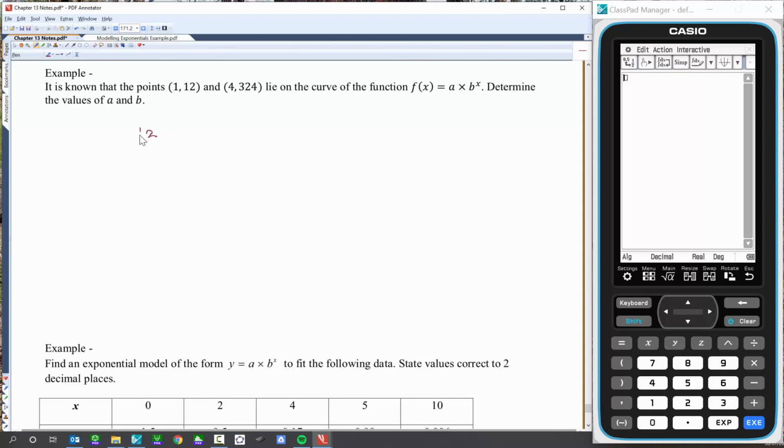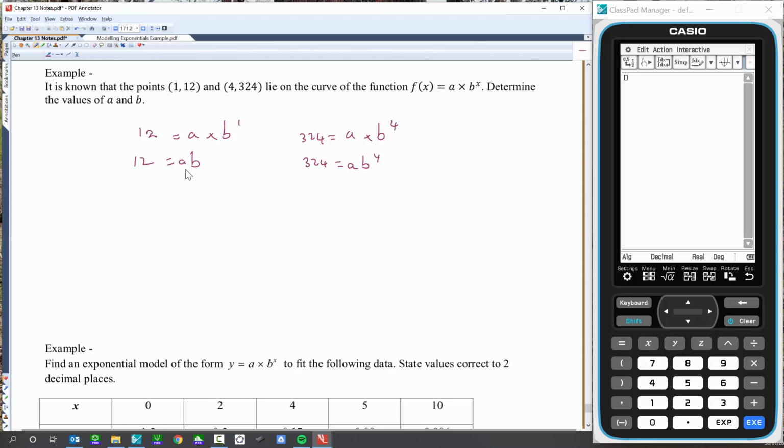So we've got 12 as y, or f of x, equals a times b to the 1. So that's 12 equals ab. Then let's do the other one. So 324 equals a times b to the 4. That's 324 equals ab to the 4. All right, what do you want to do?